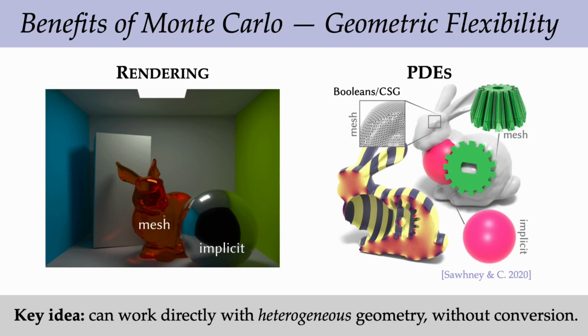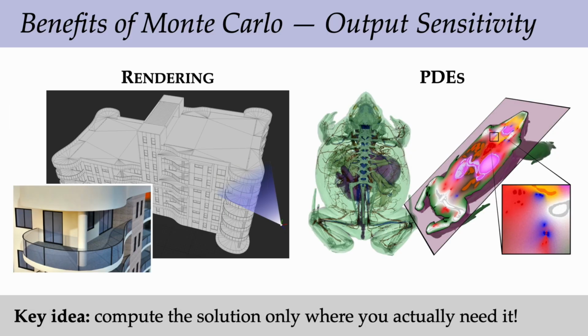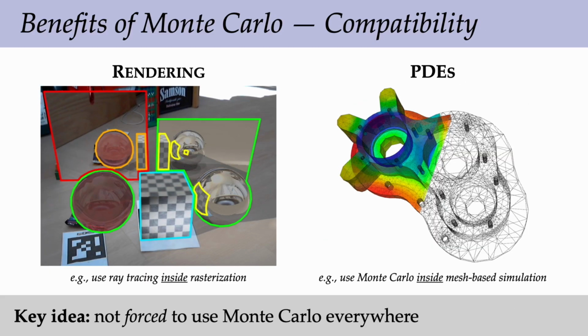Just like rendering, you can work directly with a mix of different geometric representations like meshes and implicit surfaces without having to generate a separate finite element mesh. Just like rendering, you get a totally reasonable solution even if your geometry has major defects like cracks and self-intersections. Just like rendering, where you shoot out rays only for the pixels that you want to see, this walk-on spheres algorithm lets you evaluate the solution only at the points where you actually need it. And you're not forced to use Monte Carlo everywhere unless you really want to. In rendering, for instance, we're now seeing a lot of use of ray tracing inside rasterization pipelines. In principle, you could also use Monte Carlo methods somewhere inside an existing mesh-based simulation.